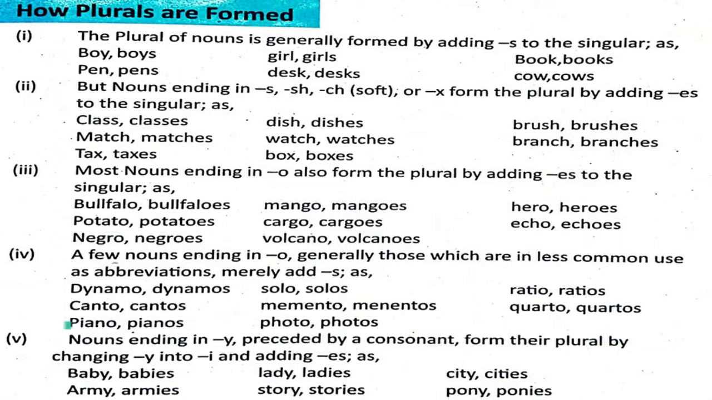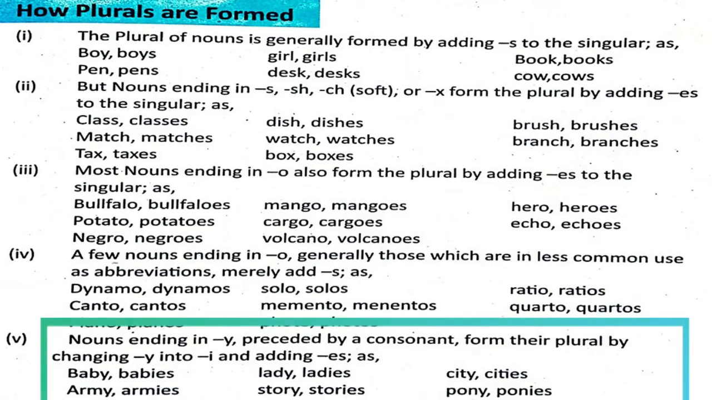Now for nouns which end with y, you change the last letter y into i, and you are supposed to add es in order to make it plural. For example, baby, the last letter y is converted into i, and you add es to make it plural, babies. Lady, ladies. City, cities, etc.